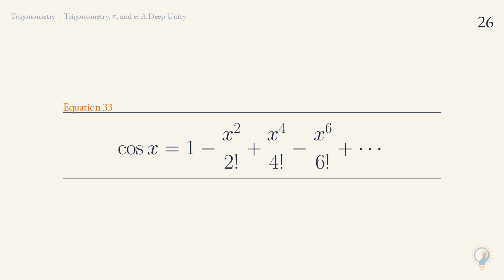Equation 33, the Madhava series for cosine. The cosine of x equals 1 minus x squared over 2 factorial plus x to the 4th over 4 factorial minus x to the 6th over 6 factorial, and so on, alternating signs on every even power of x.